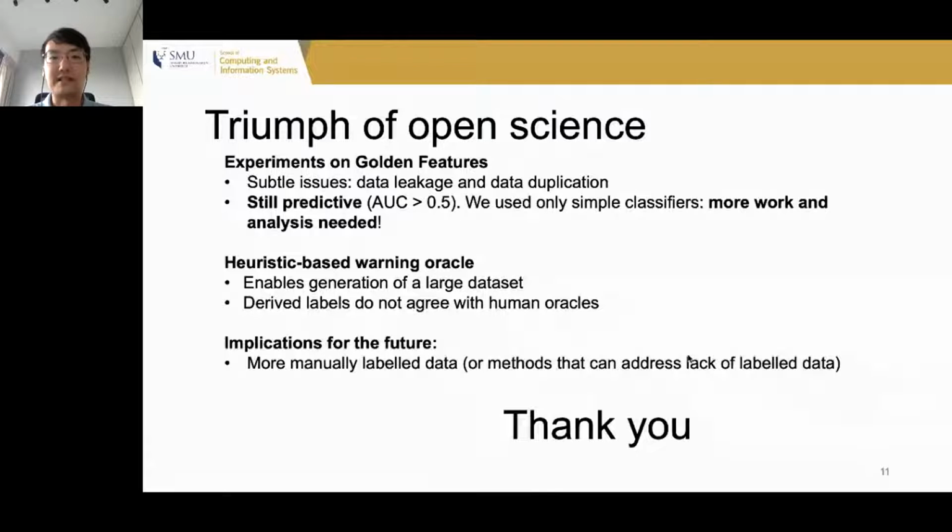And we also want to stress that our work does not show that this line of work is impractical or impossible. In our work, we use only very simple classifiers, such as SVMs and k-nearest neighbors classifiers. So our work motivates the need for more work and analysis. And in our analysis of the heuristic, we find that while it enables the generation of a large data set, the labels that are derived through the heuristic do not agree with human oracles. So this implies that in future, we need to have more manually labeled data, or we need to use methods that could address the lack of labeled data if labeling data is too expensive.